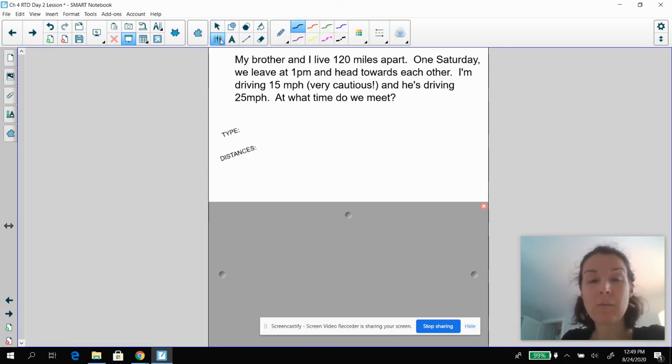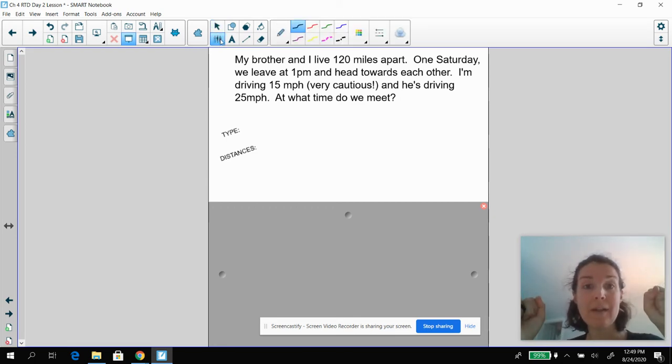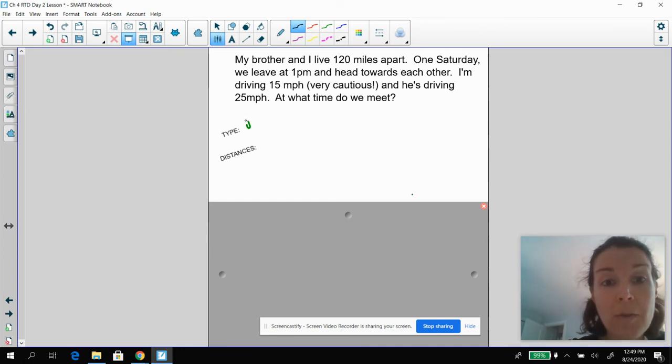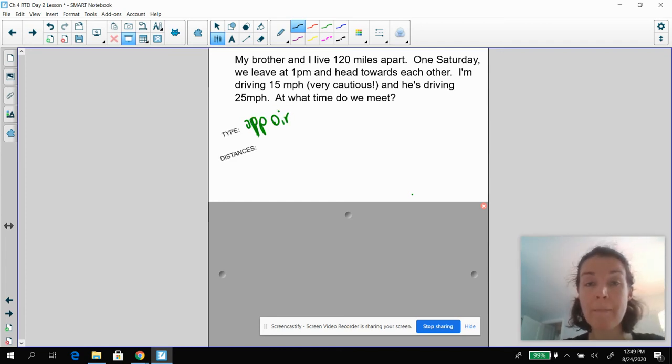All right, so we're back. My brother and I live 120 miles apart, and I go in this direction and he goes in this direction. We are traveling in opposite directions. So this is an opposite direction problem. Excuse my pen delay. And in an opposite direction problem, remember, you are going to add the distances together. So this is like opposite direction or work done. Now I want you to pause the video again, set up the RTD chart and then set up your equation. Go for it.